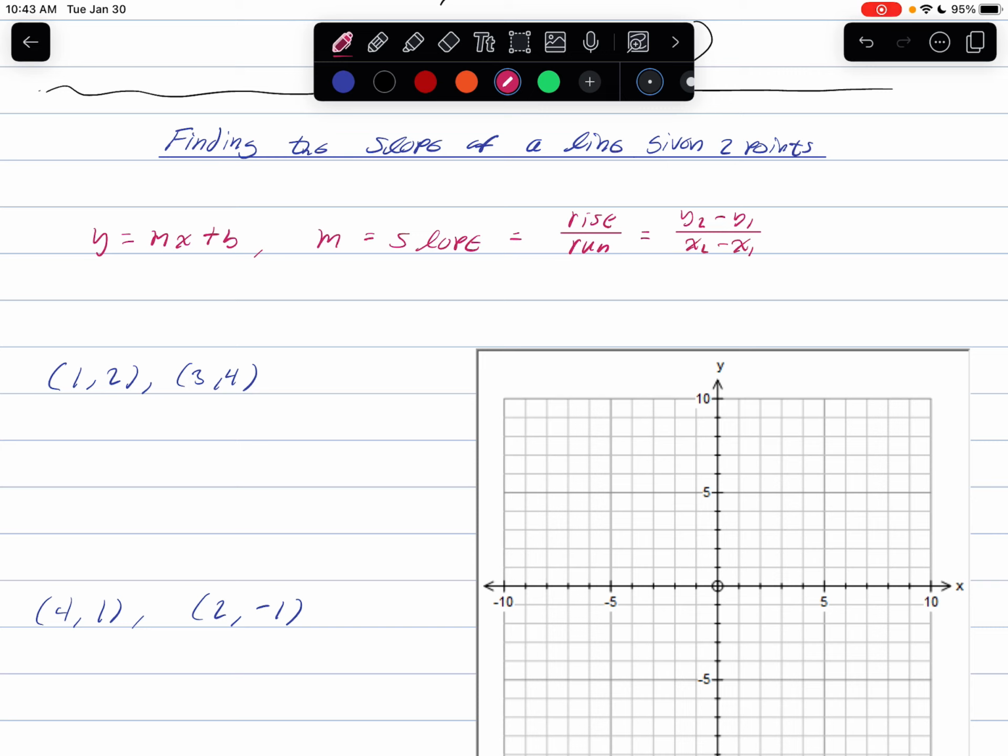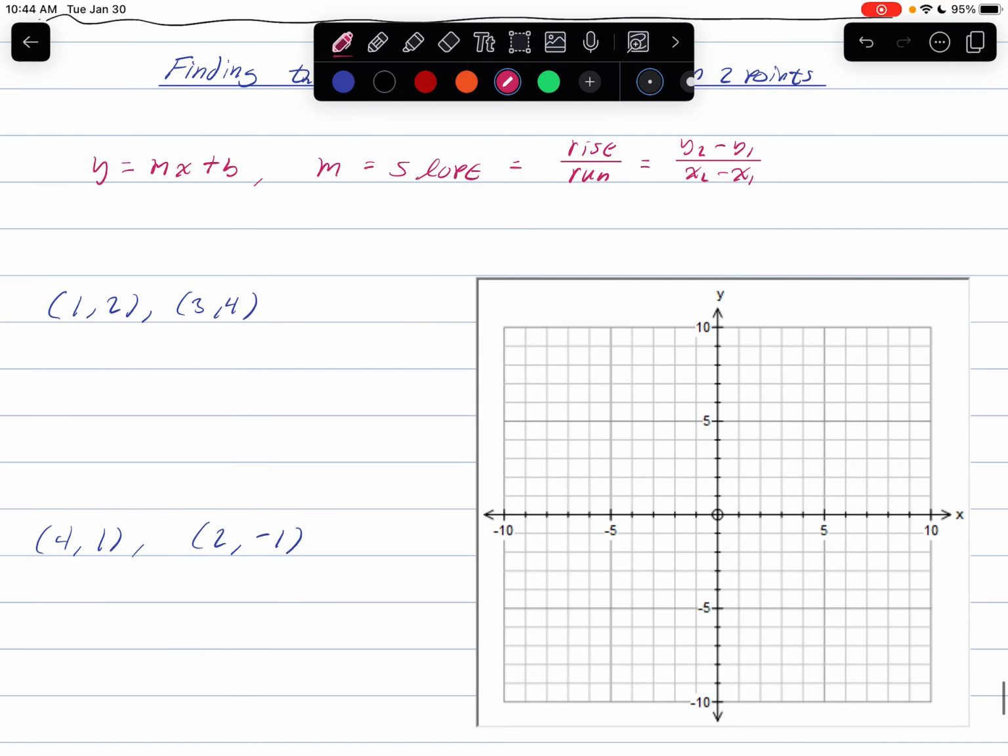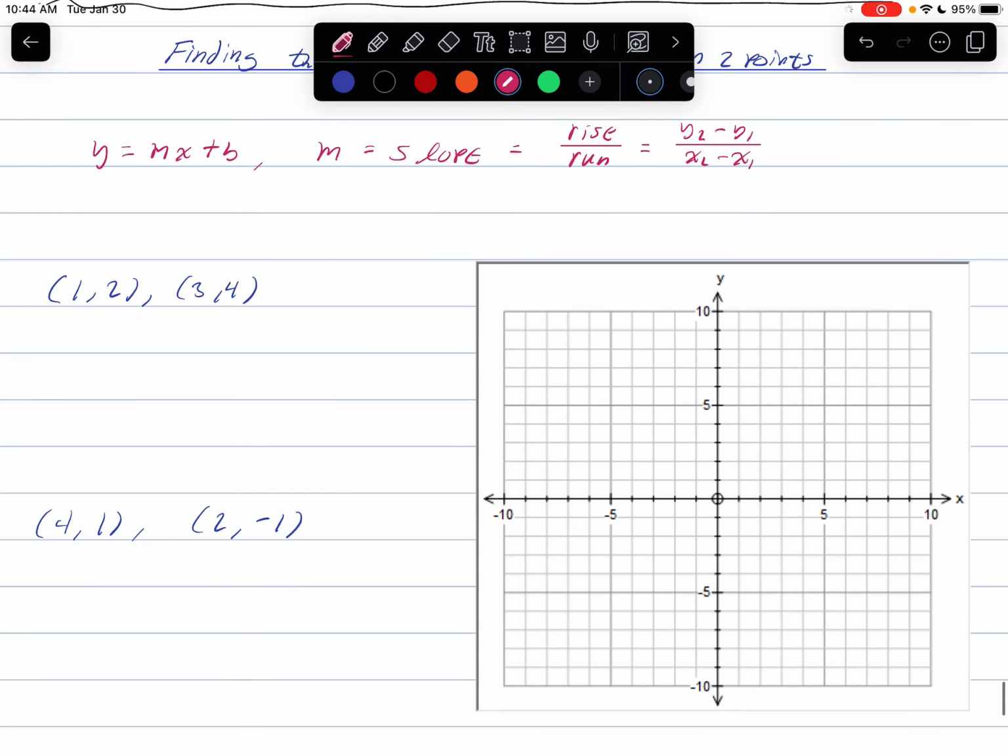And the reason we're using this formula is because maybe we're given 2 points like we have in these examples here. Okay, so let's do an example here and just kind of see what's happening and why this formula works. So here we have the point 1, 2 and the point 3, 4. So let's start by graphing those and then drawing our lines so we get a good idea of what we're looking at here. So we're going to plot the point 1, 2 first.